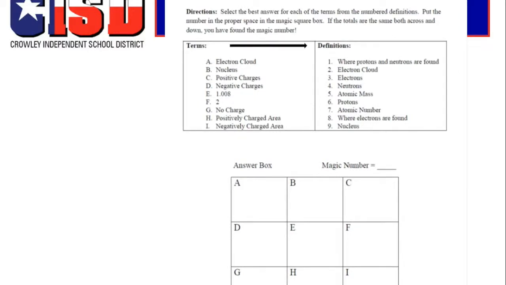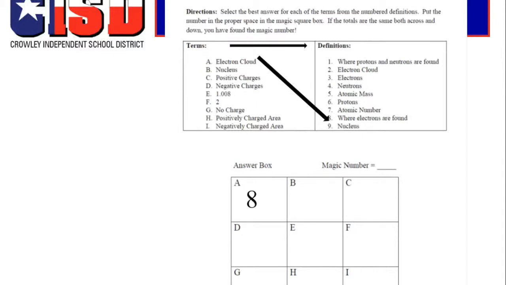Explain that students find the magic number by matching the correct term and definition. The students then enter the number for the definition in the appropriate term square on the grid. For example, term A, electron cloud, matches definition 8, where the electrons are found. So the students will place an 8 in the A box.